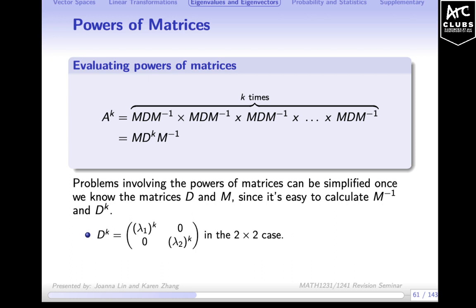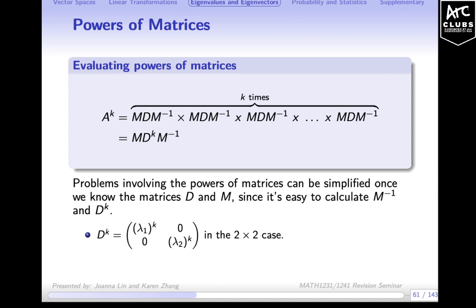Okay, so the second application is powers of matrices. Essentially, sometimes you're given a problem where you need to find, say, A to the power of 5, a matrix to the power of a pretty large number, and it's really tedious to keep multiplying the same matrix over and over again. So we have something called powers of matrices using your invertible matrix M and your diagonal matrix D.